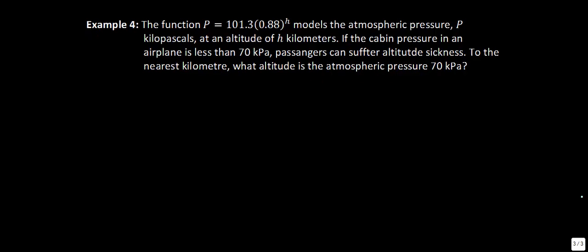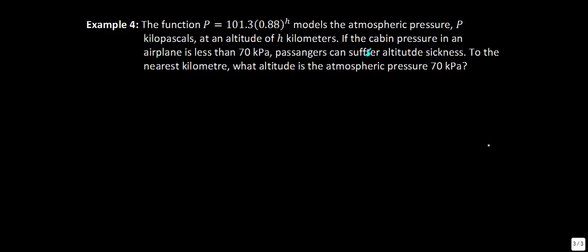So we have a function right here. It says the function P is equal to 101.3, all multiplied by 0.88 raised to the power of h, and it models the atmospheric pressure, which is represented by P kilopascals, at an altitude of h kilometers. If the cabin pressure of an airplane is less than 70 kilopascals, passengers will likely suffer altitude sickness. To the nearest kilometer, at what altitude is the atmospheric pressure 70 kilopascals?